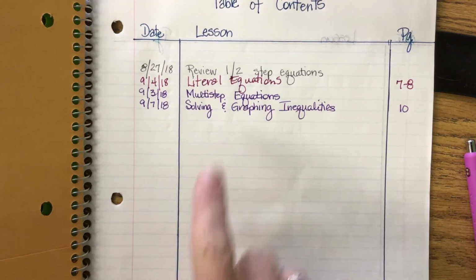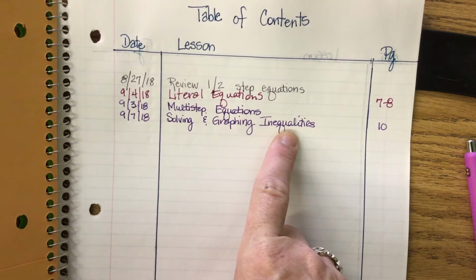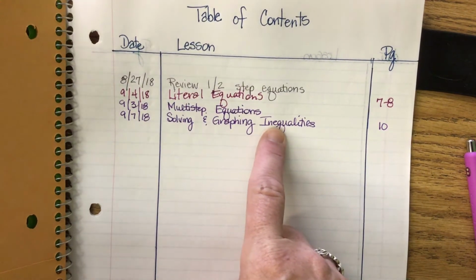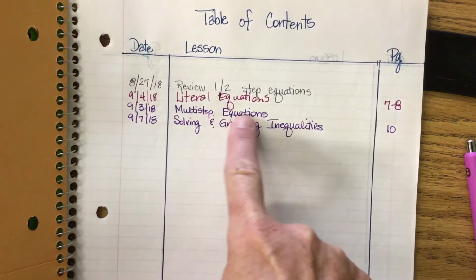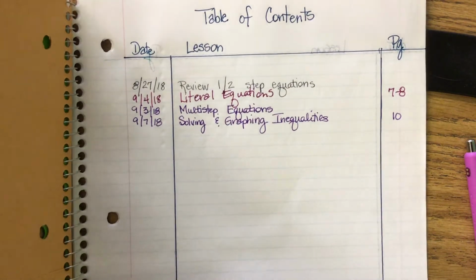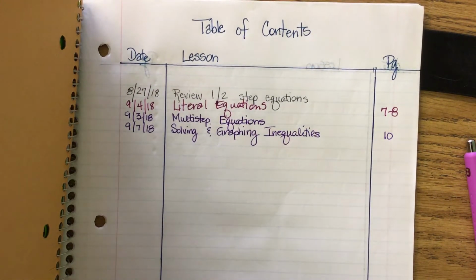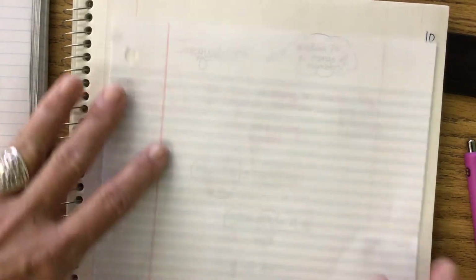Morning algebra. Table of contents. Today we're going to do inequalities. Beauty is, it's nothing different than solving multi-step equations. Same exact thing except for one little difference. I added another lesson that we did do. It was online, the multi-step equations, okay, which you've been doing for the past week, basically.